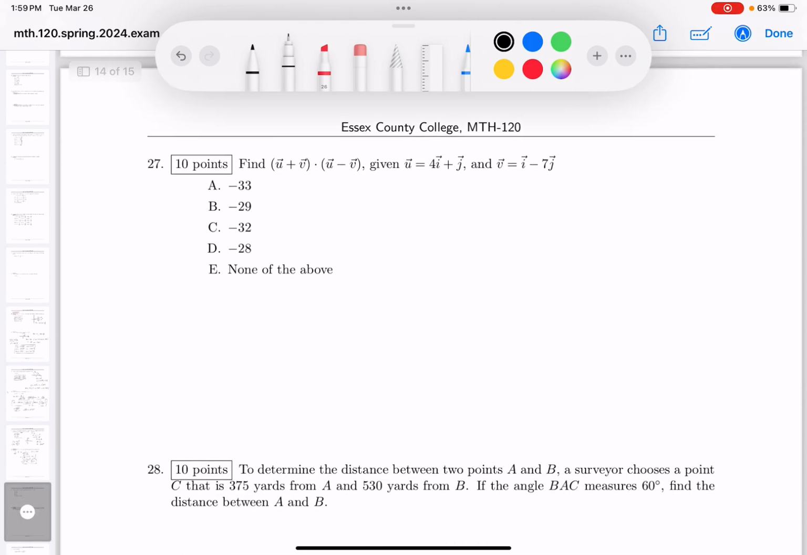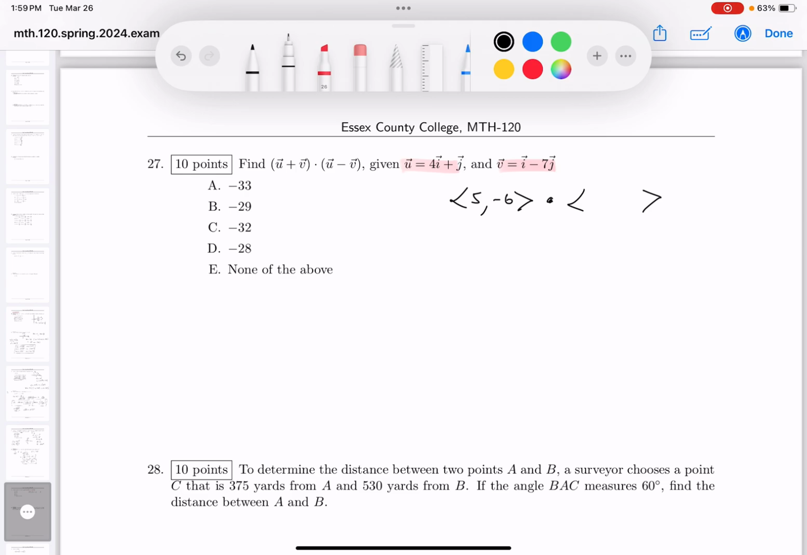The next question, I have to add two vectors together, u and v. So I'll add that together, and then after I do that, I've got to subtract the vectors, and then I've got to take a dot product. And the two vectors are given right here, and I'll go through that. So u plus v is 4 plus 1, which is 5, and then 1 minus 7, which is minus 6.